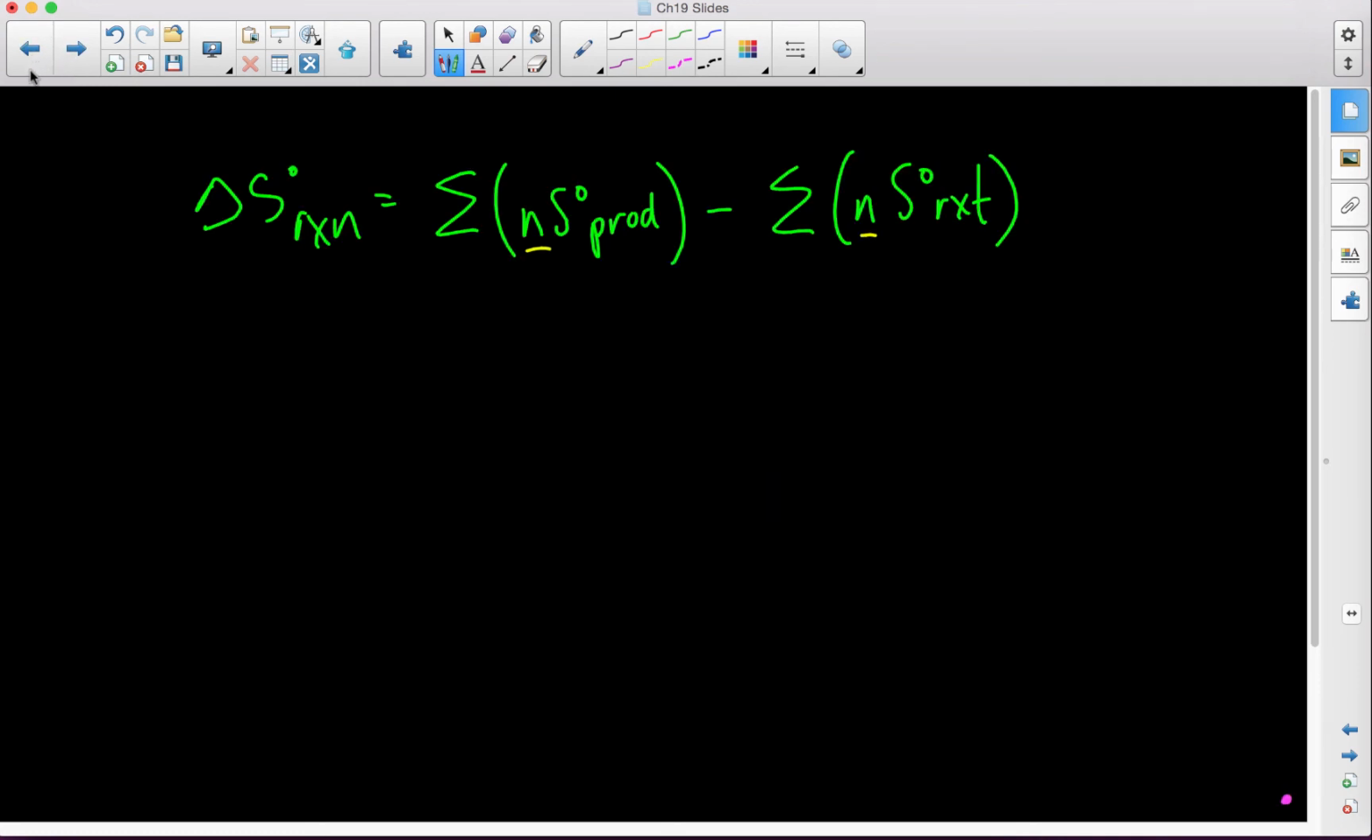Actually, we're going to pause here. There's a bunch of practice in your WebAssign, so don't you worry, you will practice using this soon. And it's literally the exact same thing as the previous chapter.